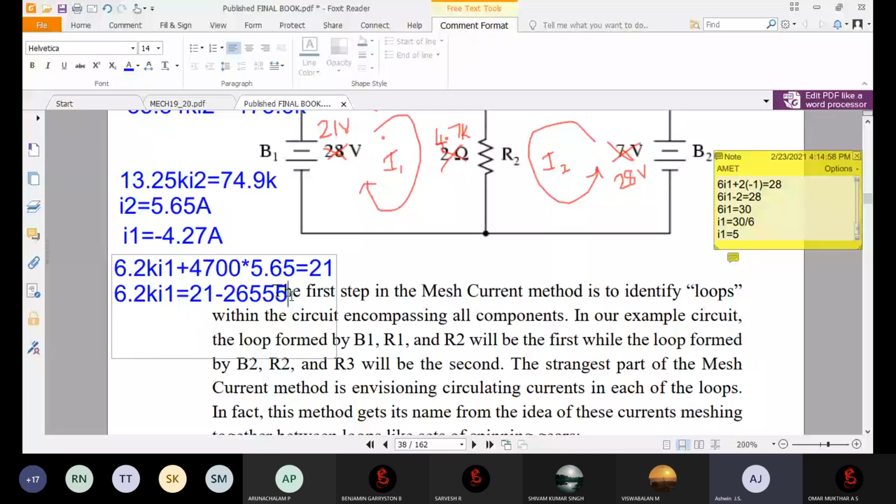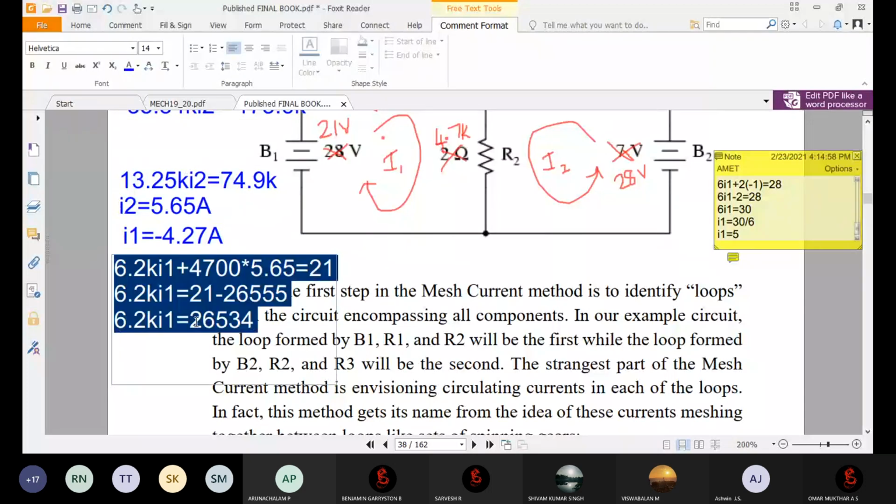6.2K I1, I will write one by one. I1 is equal to how much? 2655 minus 21. That is nothing but 26,534. Correct? Yes, yes. I will write in the comment.